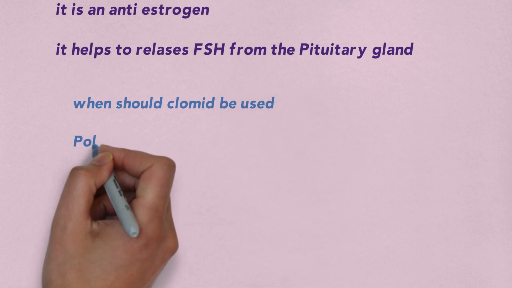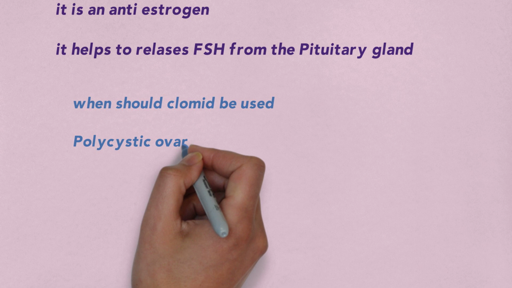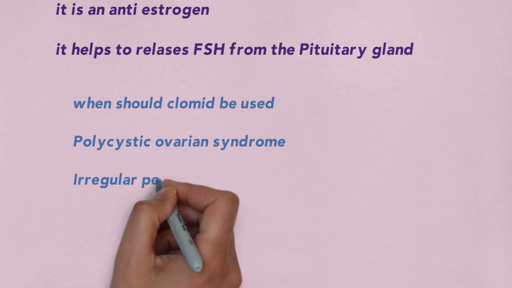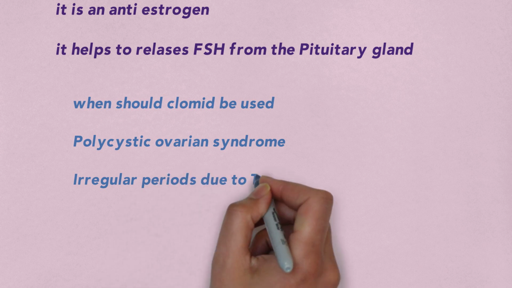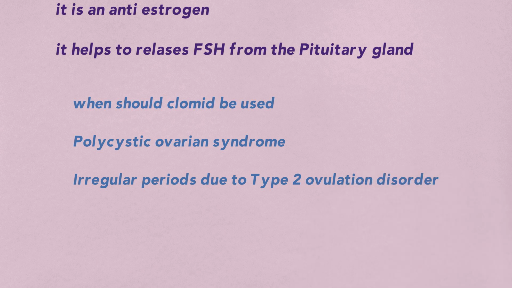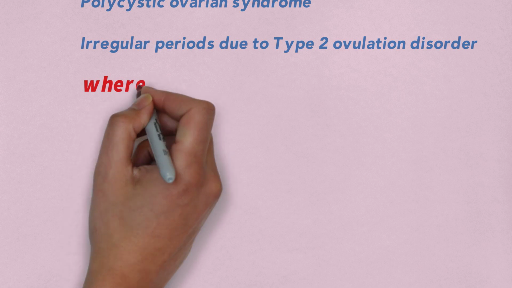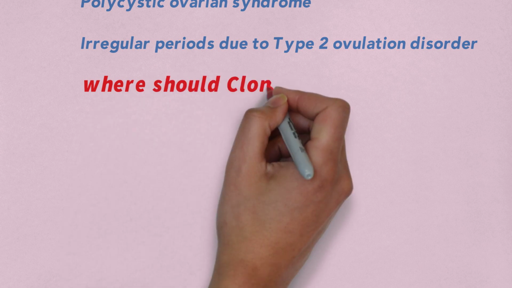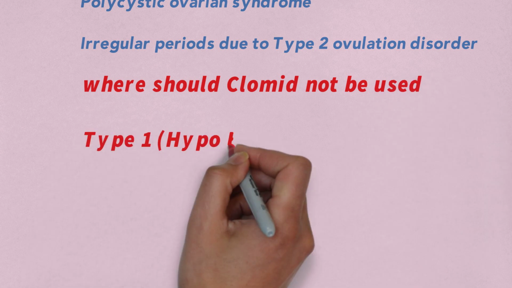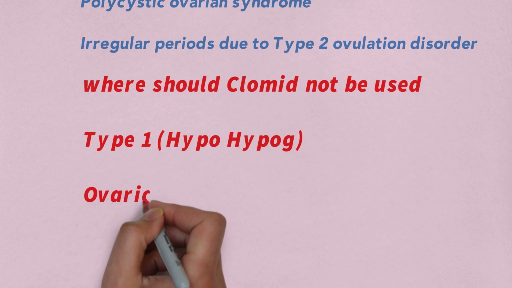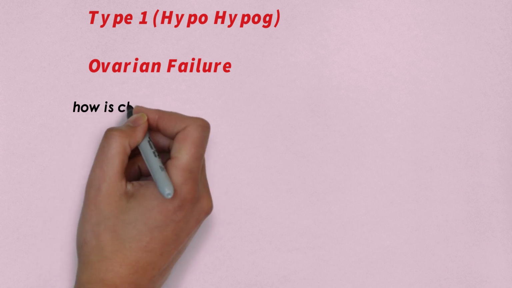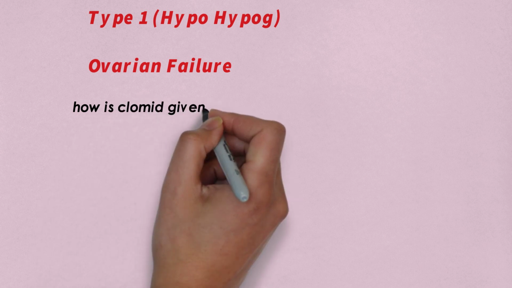The question now comes up is in which cases should clomiphene be used? The commonest reason for the use of clomiphene is in polycystic ovarian syndrome and irregular cycles. Its use in women with irregular cycles is limited and often should not be used. Again, often clomiphene is used in different situations, but it should not be used in type 1 failure, which is often known as hypo-hypo, where the pituitary is not working, and in ovarian failure.